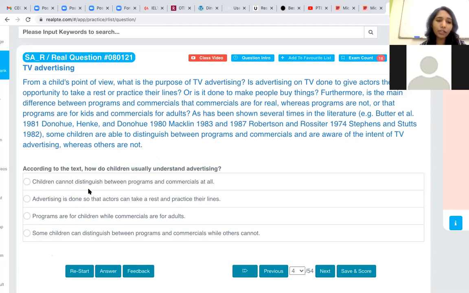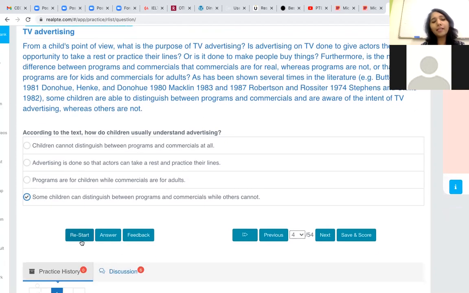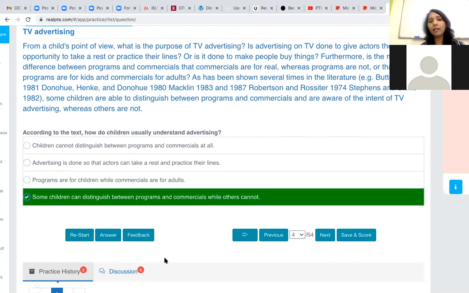According to the text, children cannot distinguish between programs and commercials at all. At all is our distractor. It doesn't say at all. It says some children are able to. So this cannot be our answer. Advertising is done so that actors can take a rest and practice their lines. So they're just asking a question. Is advertising done to give the actors a rest? So it's not our answer. Then the third one. Programs are for children while commercials are for adults. Again, they're asking a question. Are the programs for children, while the commercials are for adults? But the last statement says some children can distinguish between programs and commercials while others cannot. So you see, this could be our answer.